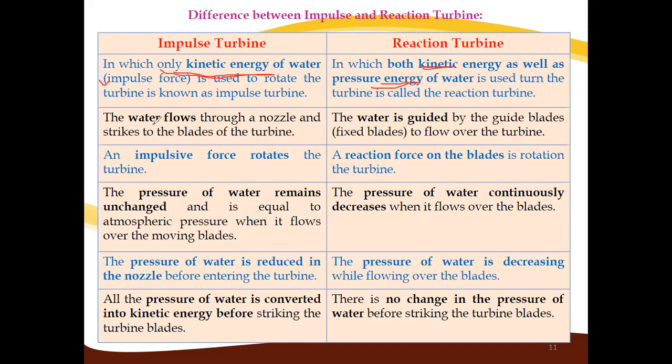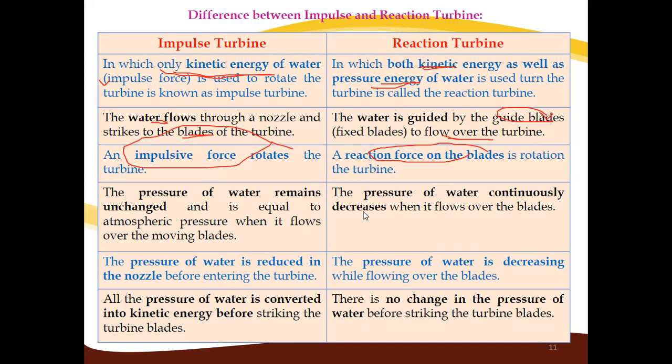In an impulse turbine, the water flows through the nozzle and strikes the blades of the turbine. In a reaction turbine, the water is guided by the guide blades to flow over the turbine. Here there is a nozzle, here there is no nozzle, there are guide blades. Now, in the impulse turbine, the impulsive force is rotating the turbine. In a reaction turbine, the reaction force on the blade will rotate the turbine. Both impulsive and reactive force will be there, but the reactive force is greater than the impulsive force, and because of that, the reactive force of the blade allows the rotation of the turbine.